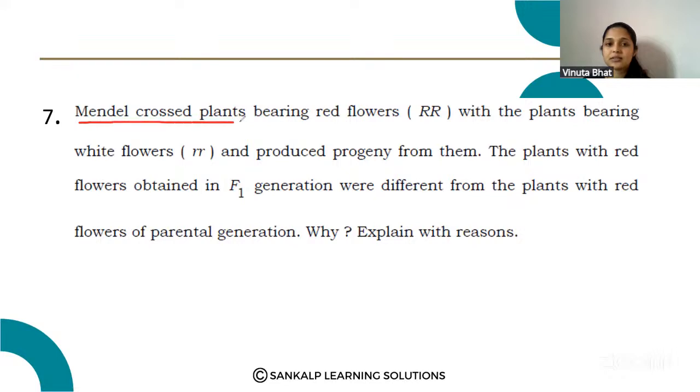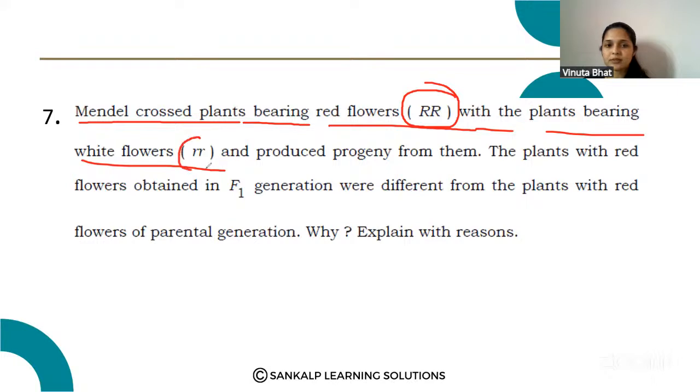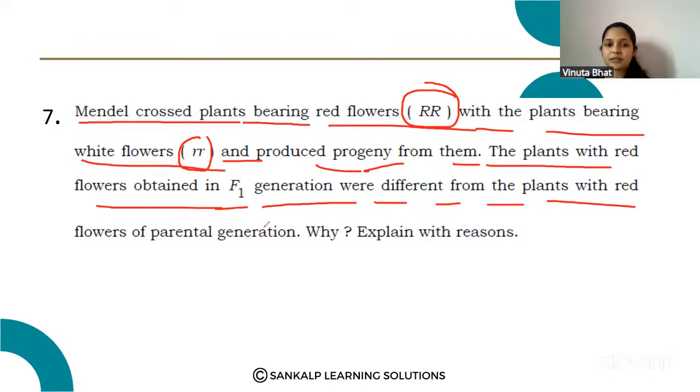Mendel crossed the plants bearing red flowers, that is capital R, with the plants bearing white flowers, that is small r, and produced progeny from them. The plants with red flowers obtained in the F1 generation were different from the plants with red flowers of the parental generation. Why? Explain with the reasons.